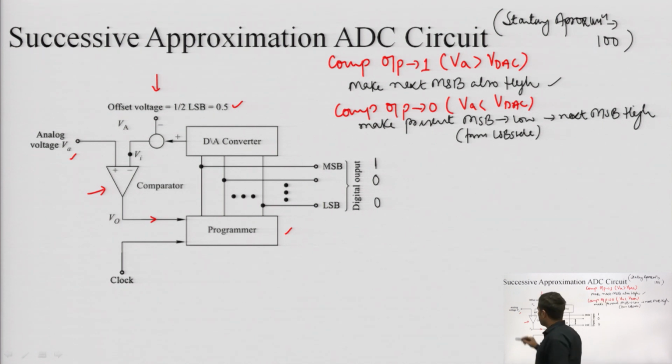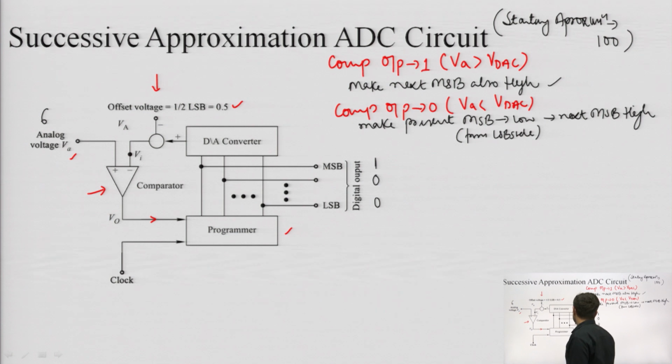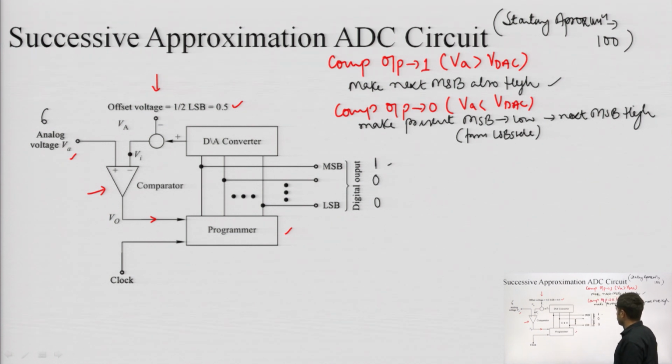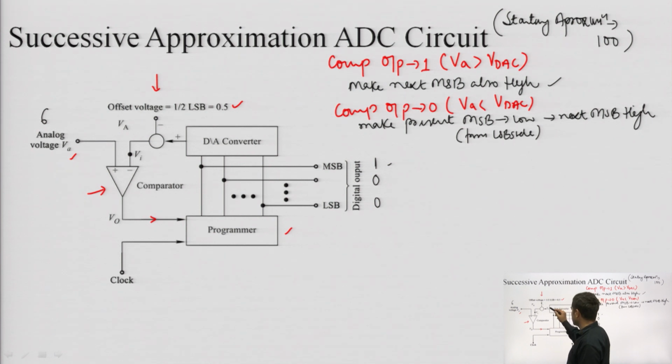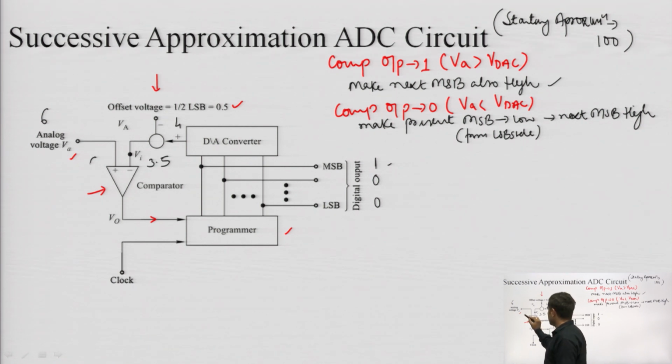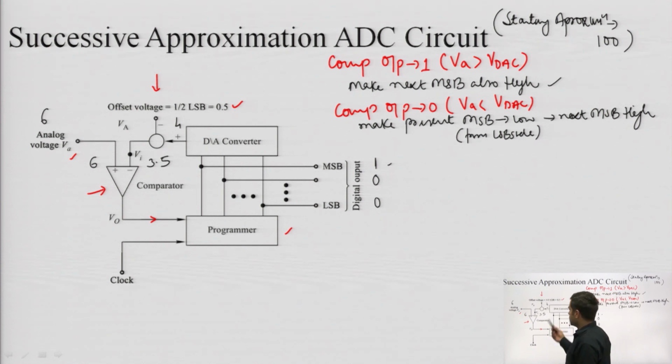Let's say we have applied a voltage of 6, 6 volts we are applying. This is going to be the first approximation. 100 will enter the D2A converter, and it will give me 4. So 4 minus 0.5, here it will be 3.5. So 6 and 3.5 will be compared. 6 is greater than 3.5, so the positive value is greater than the negative value, and it will generate a 1.